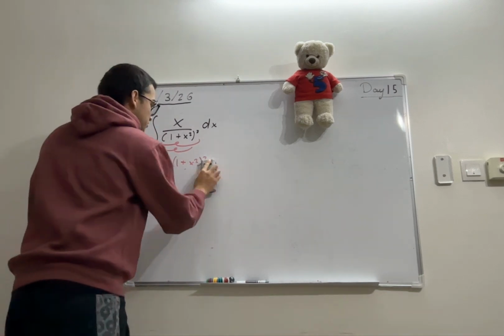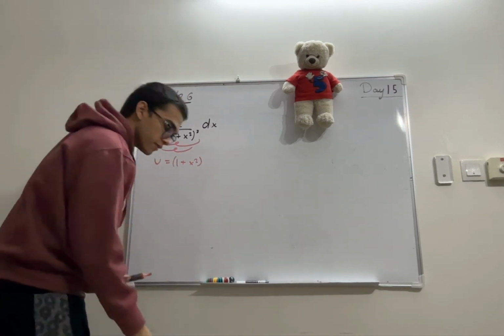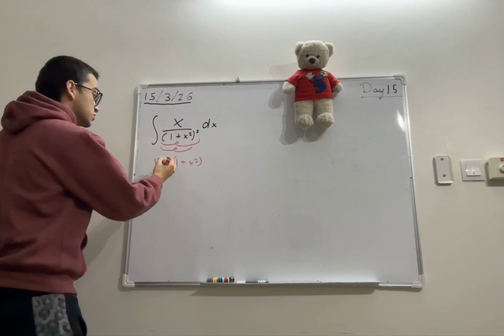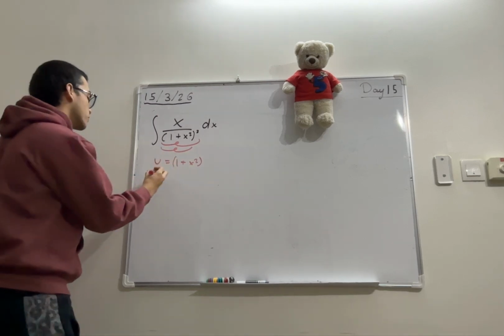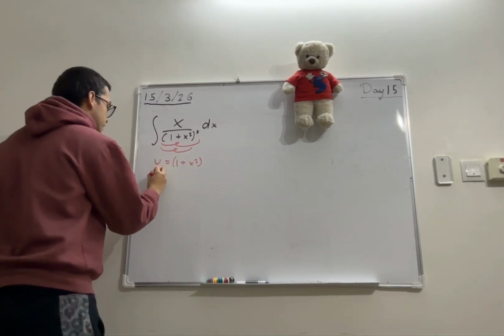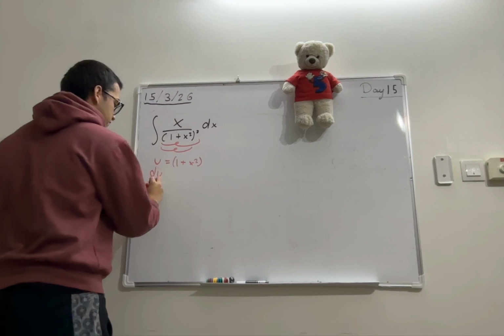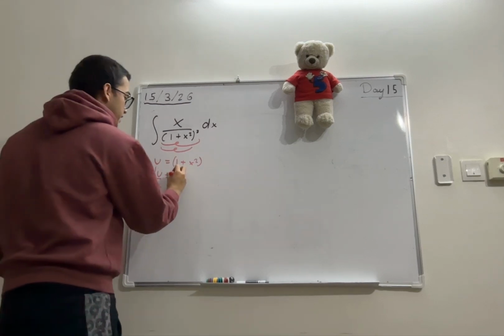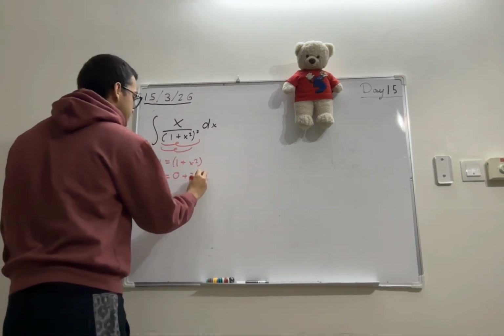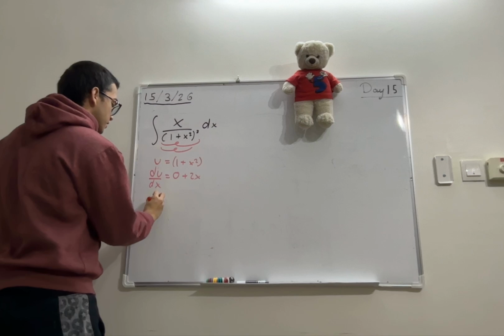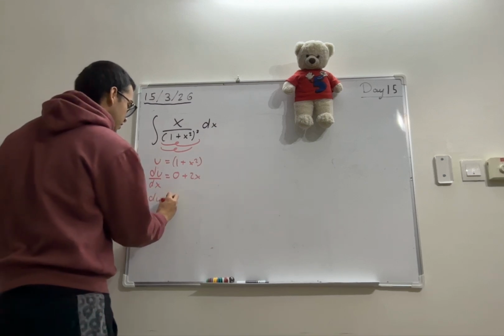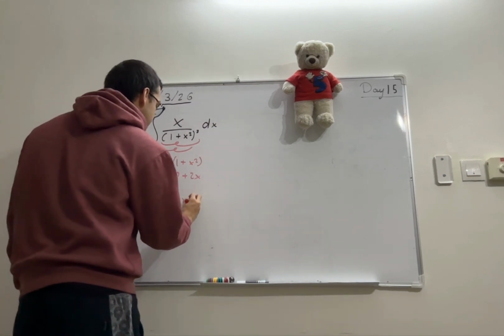So if that's not the correct substitution, we go with our next step. We just take u is equal to 1 plus x squared. And here if we did du by dx, differentiating with respect to x, you would get 0 plus 2x. And then if you did a little more transitioning, you would get du is equal to 2x dx.